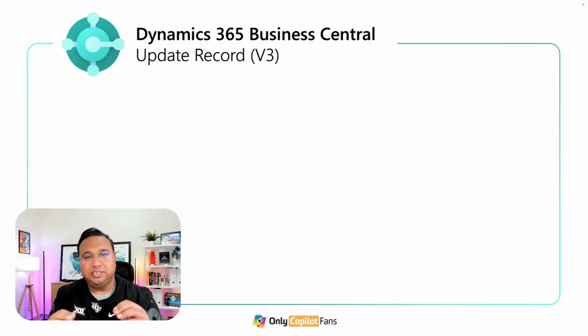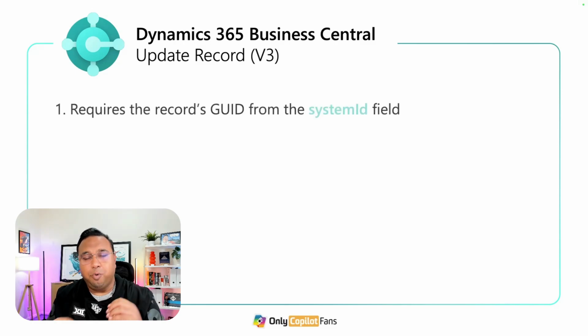First and foremost, let's get a better understanding of the Update Record v3 tool for Business Central in Copilot Studio, and this would also apply at large to all of the Power Platform. The most important thing that you need to know is that you have to identify the record you're trying to update using the System ID field. The System ID field uniquely identifies each record in a table, and this contains an alphanumeric GUID. It's not something that's shown in the UI of Business Central to users, but if you use the Page Inspect tool, you can always see that in the background.